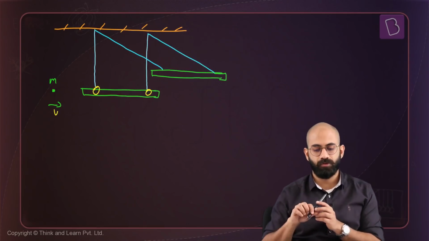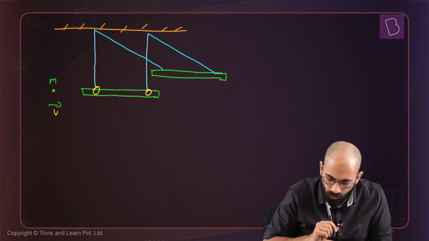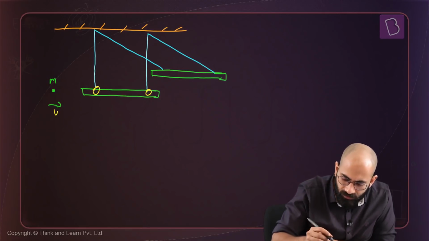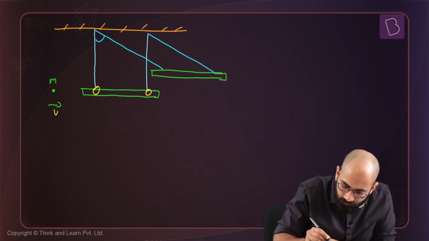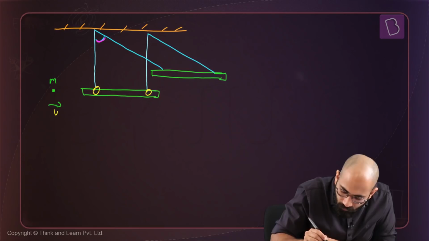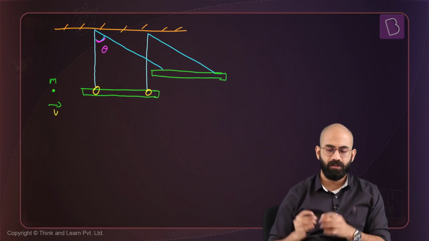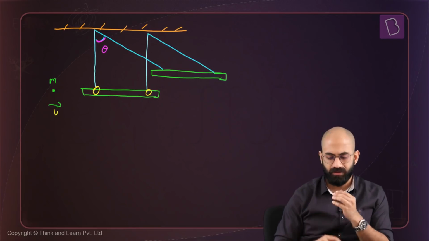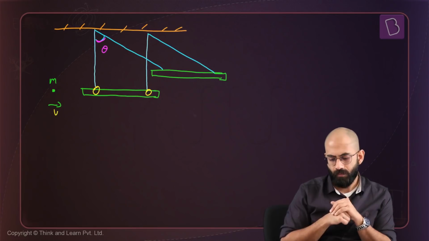Yeah, something like this. So the rod will move up like this. Cool. So let's assume that this angle is theta. Right? It's going up with this angle theta after this bullet sticks to this body. Now what do we do?